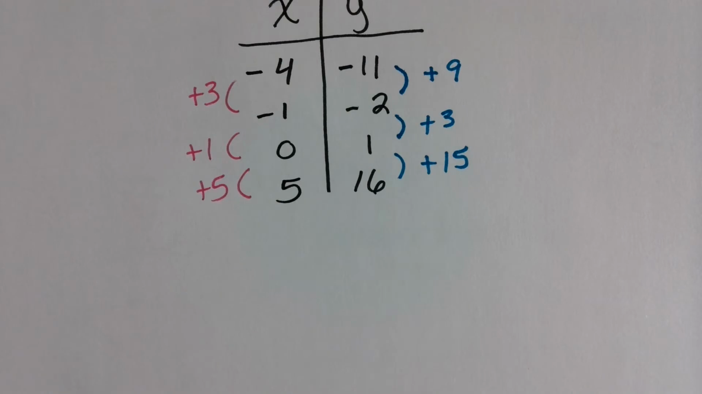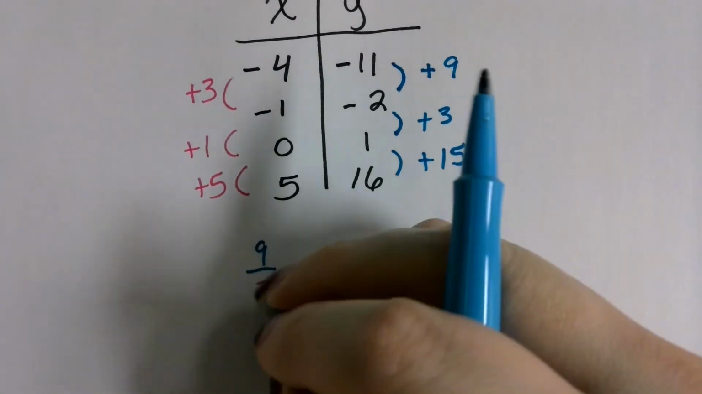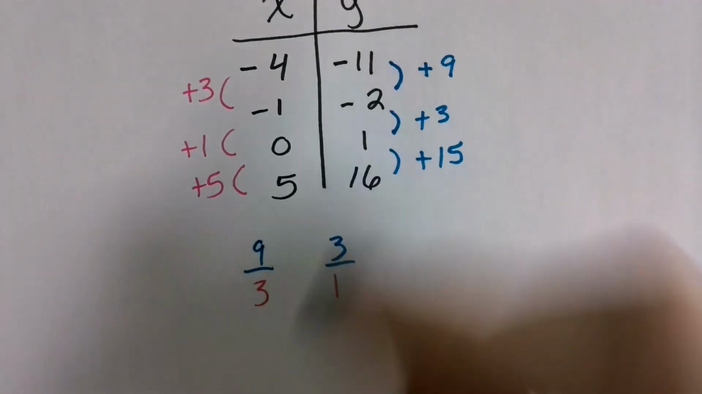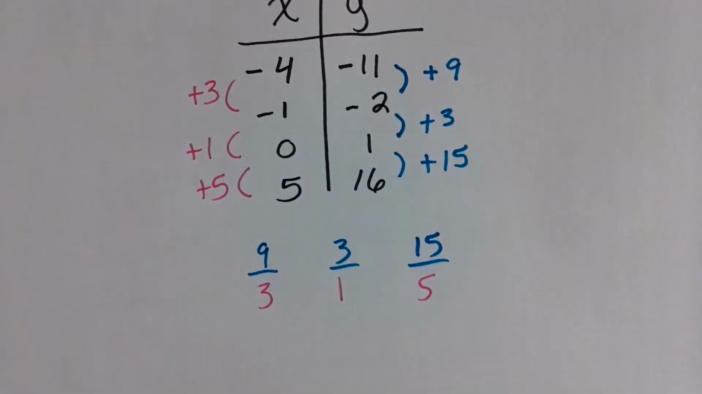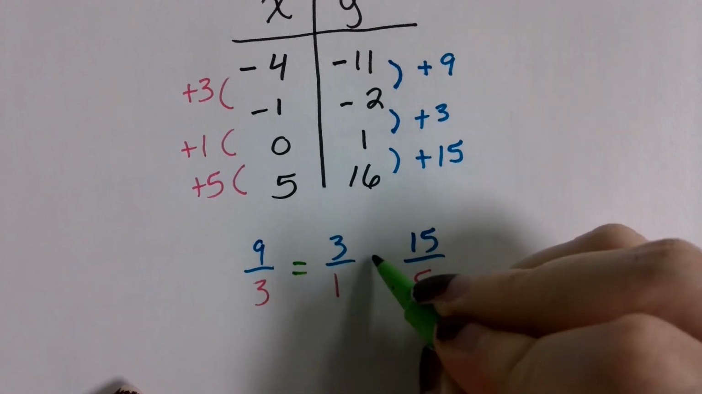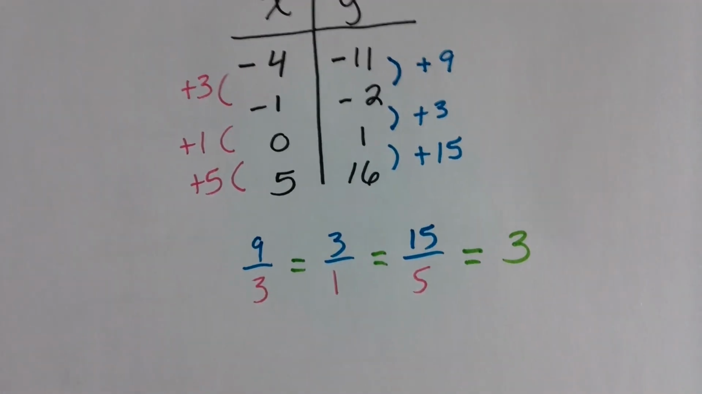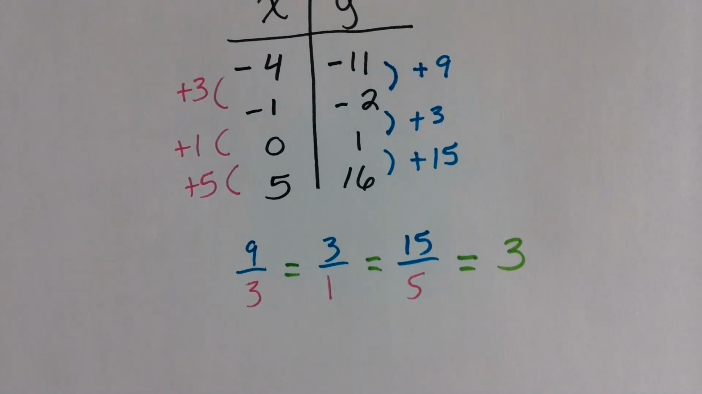But it happens to be that this is a linear relationship because 9 over 3 and 3 over 1 and 15 over 5 are all equal, aren't they? What are they all equal? 3. So because they all are proportional to each other, they're all equivalent ratios, this is technically a linear relationship when you graph it. Okay?